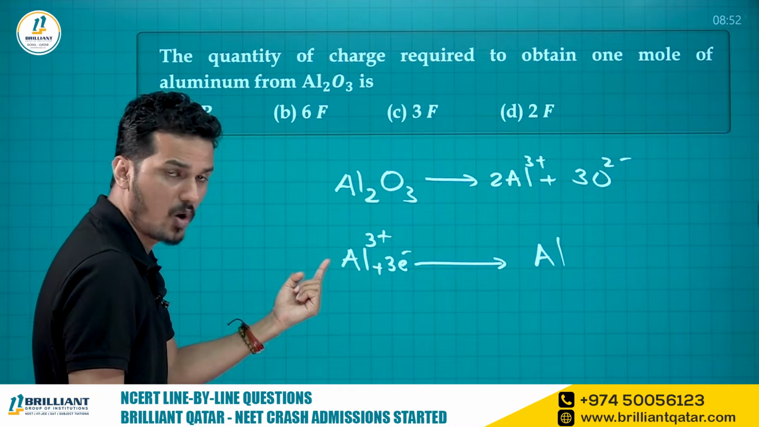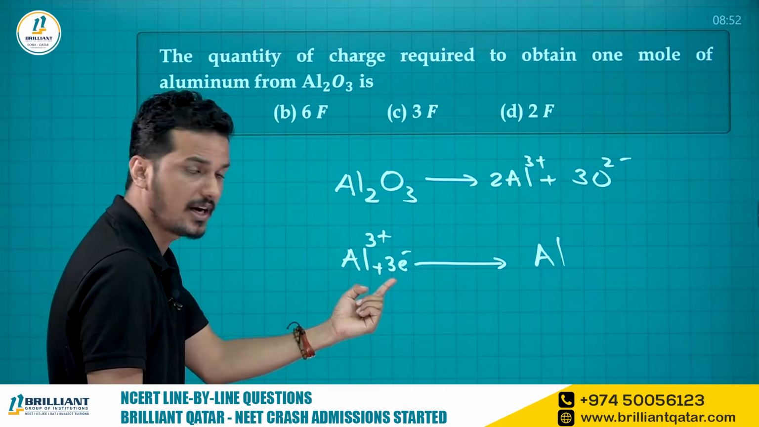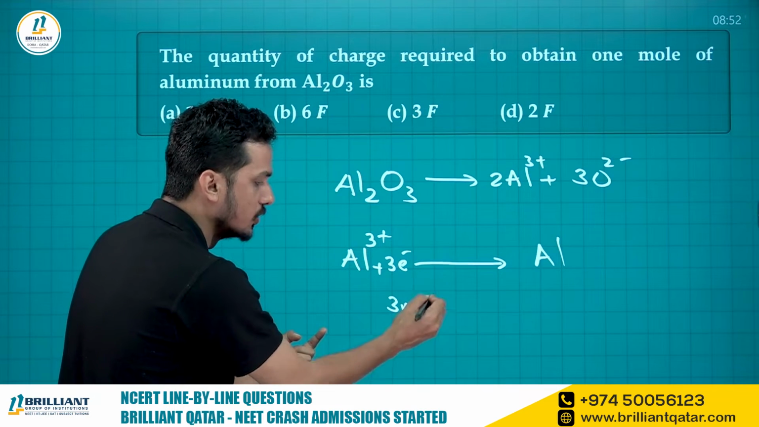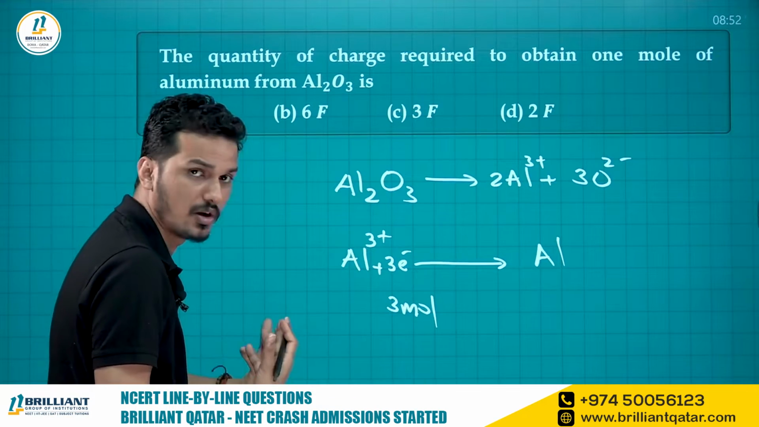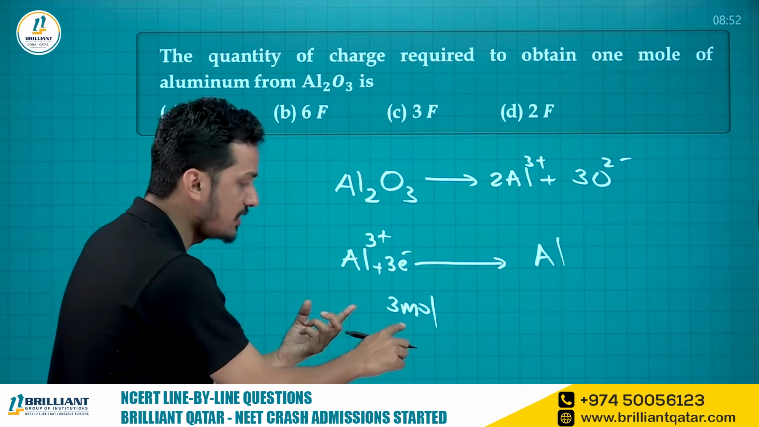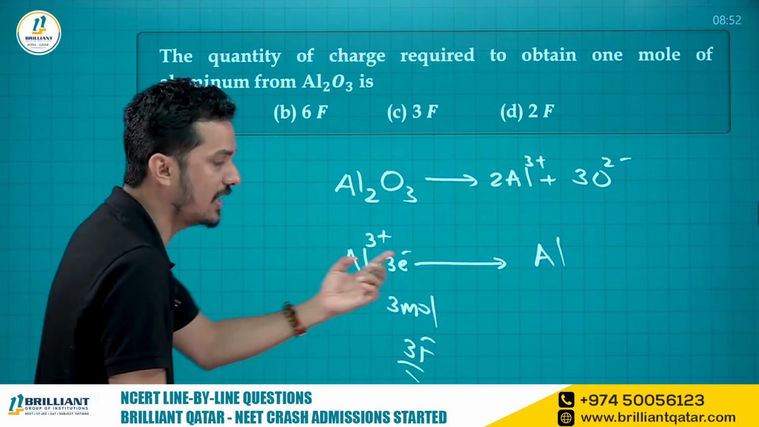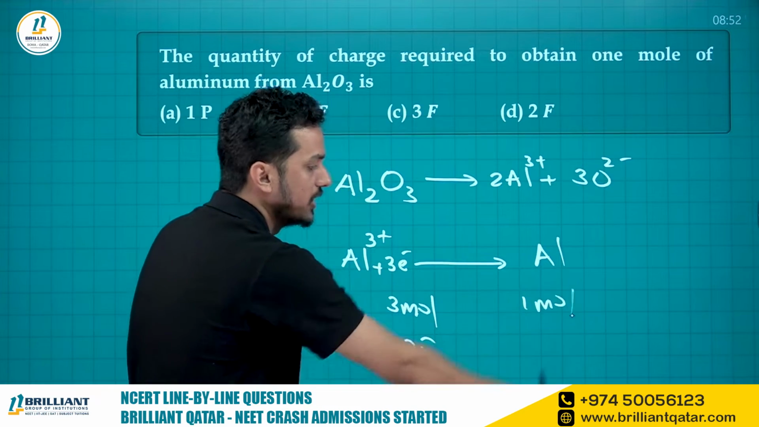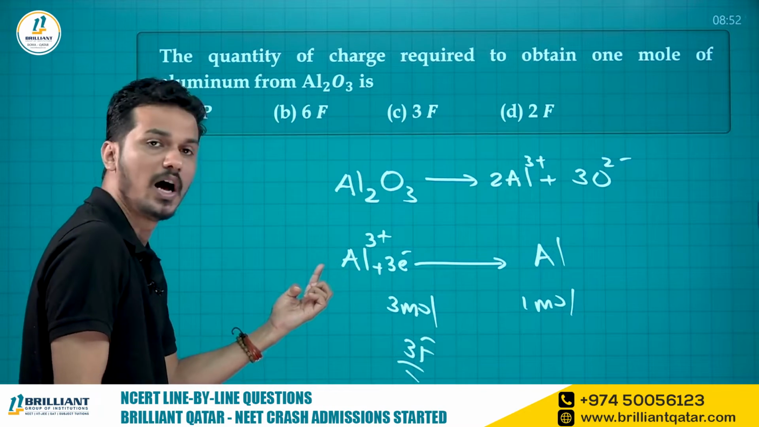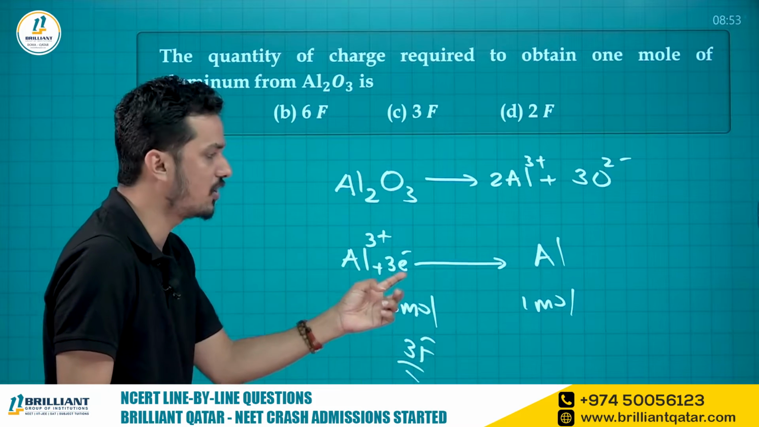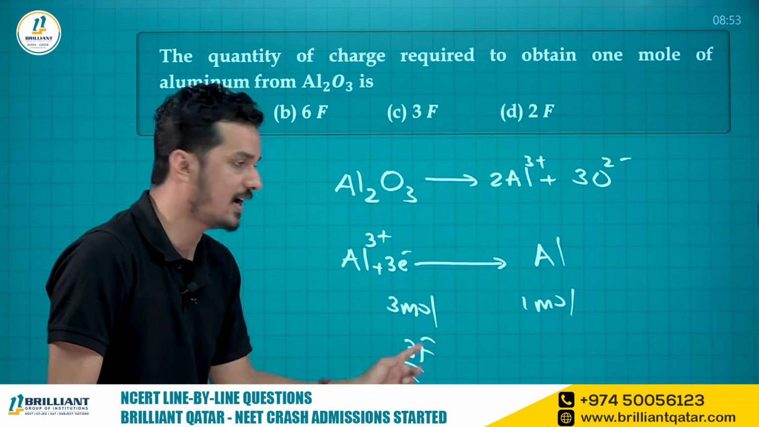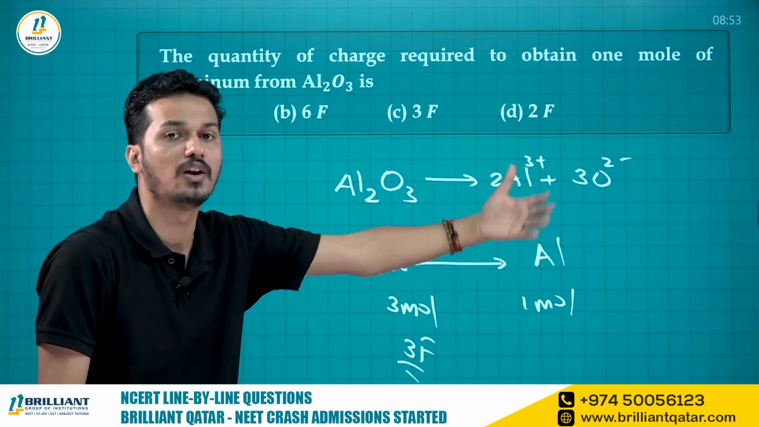If I am using 1 mole Al3+, I need 3 moles of electrons to absorb for the reduction. So 3 moles of electrons means 3 faraday. 3 faraday of charge is required to get 1 mole of aluminium. If it is 2 aluminium, it will be 6 moles of electrons, 6 faraday, and I will get 2 moles of aluminium.